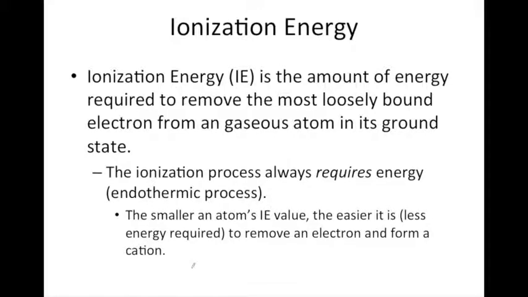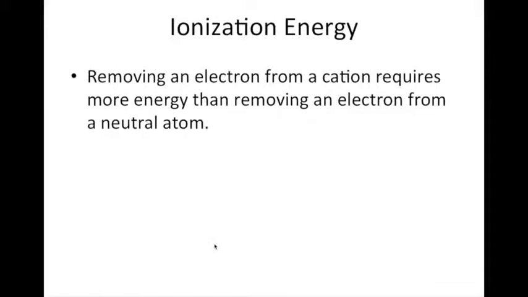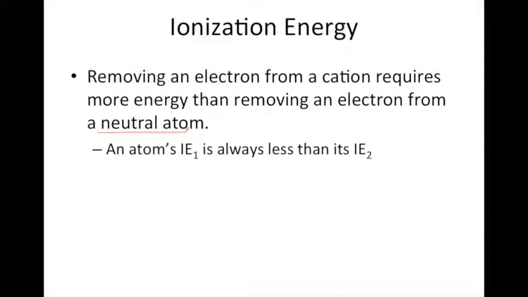The smaller an atom's ionization energy, that means the easier it is to remove an electron and form a cation. So the smaller an atom's ionization energy, the less energy it takes to pull off that outermost electron, the more readily it will form a cation. Removing an electron from a cation requires more energy than removing an electron from a neutral atom. Put another way, an atom's first ionization energy will always be less than the atom's second ionization energy.